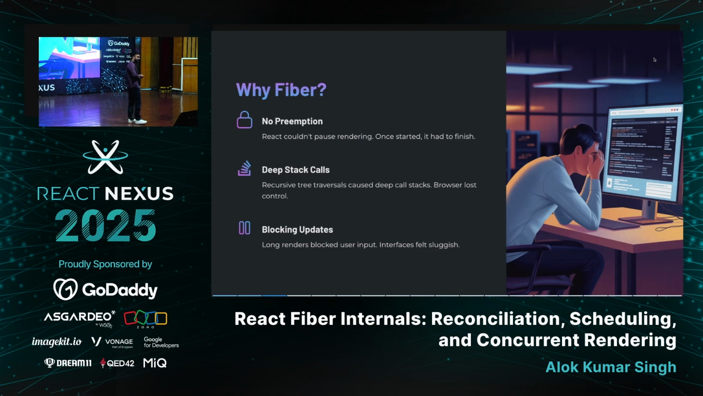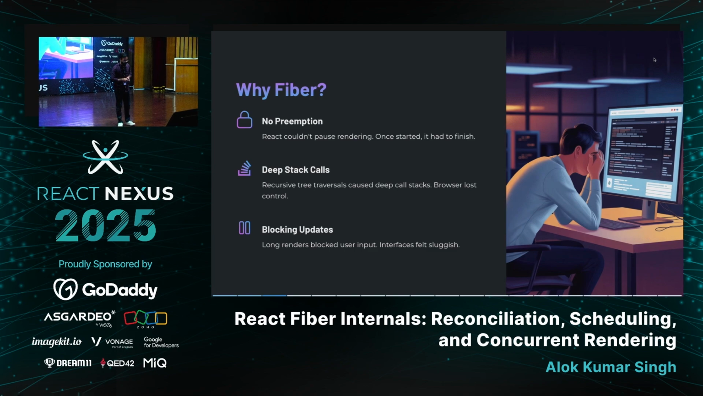The second one is deep stack calls. That means it goes all the way up and down to compare the nodes, and hence the browser loses the control. The last one is blocking update. That is, the browser will not have the control while it is painting, since this goes in one go.